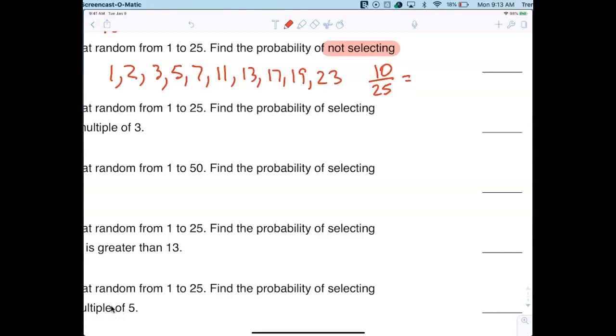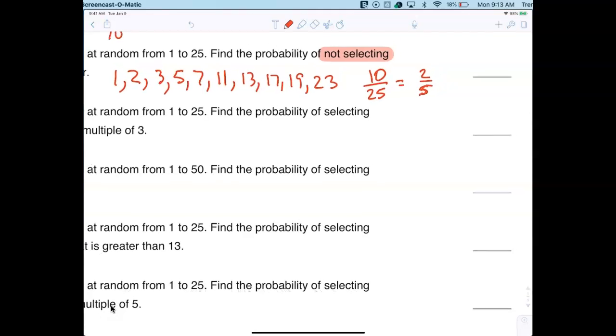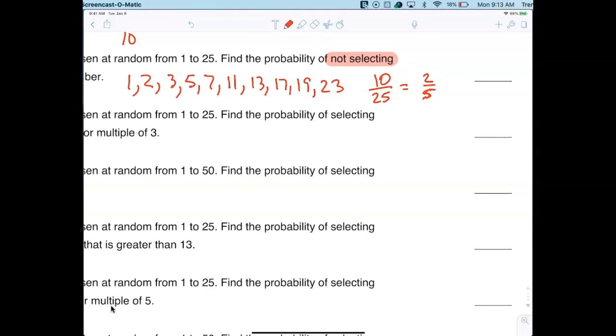What does that reduce to? Somebody? 2/5. Yeah, but I don't want it as a percentage, remember? I want it as a fraction. Is everybody okay with that?